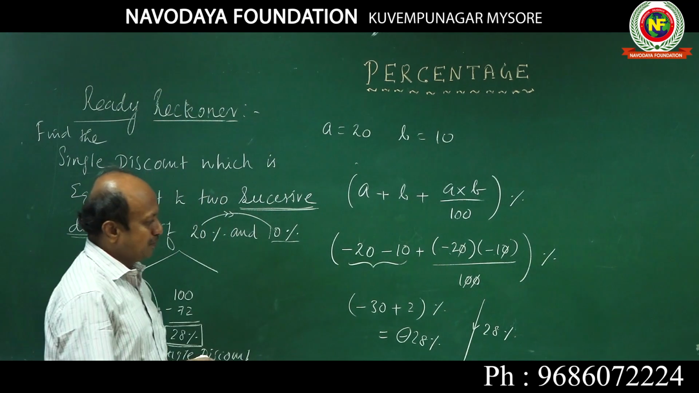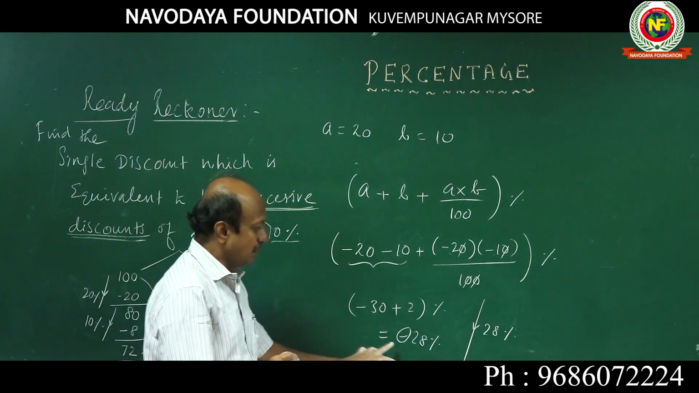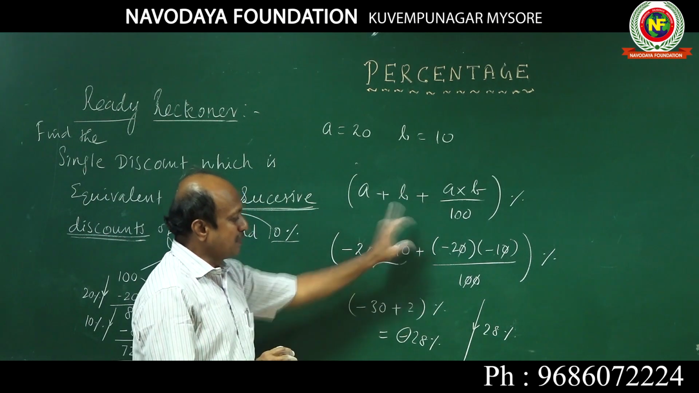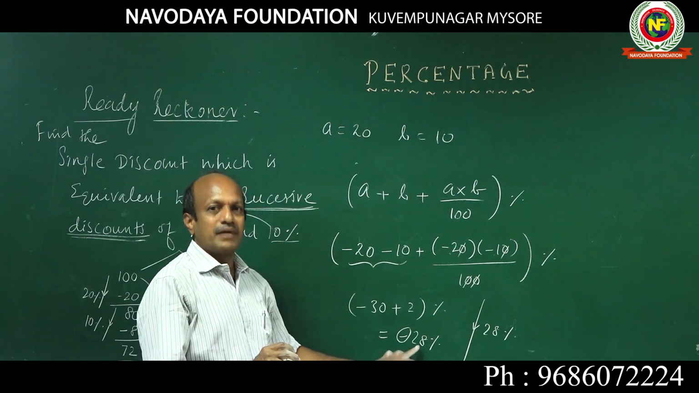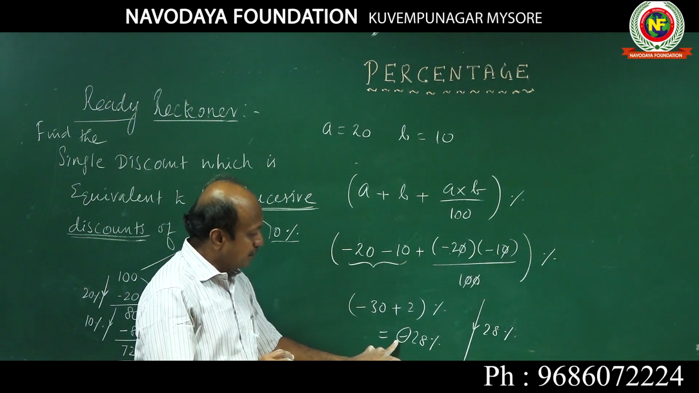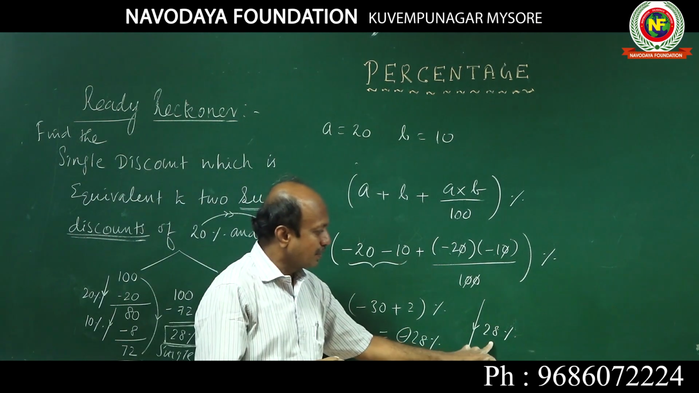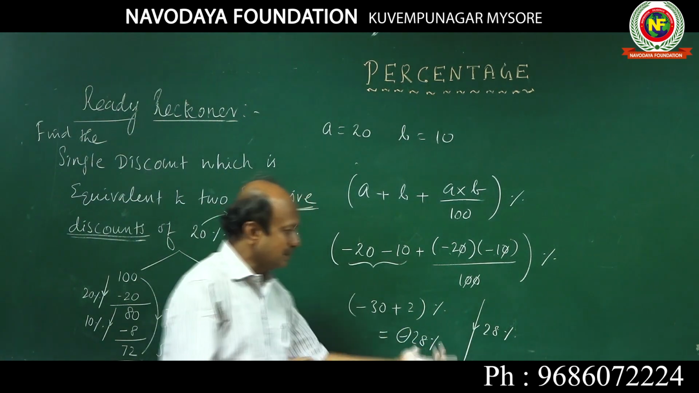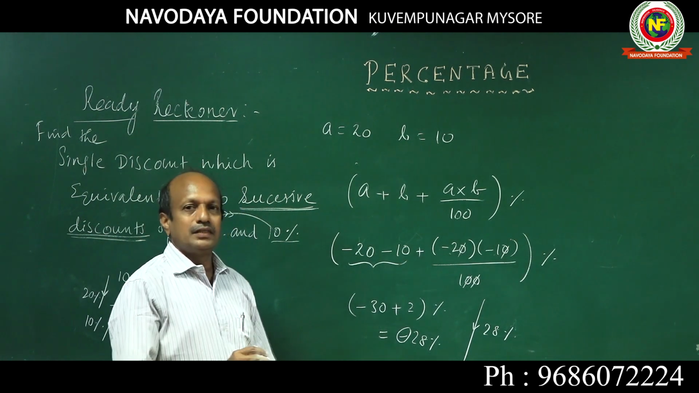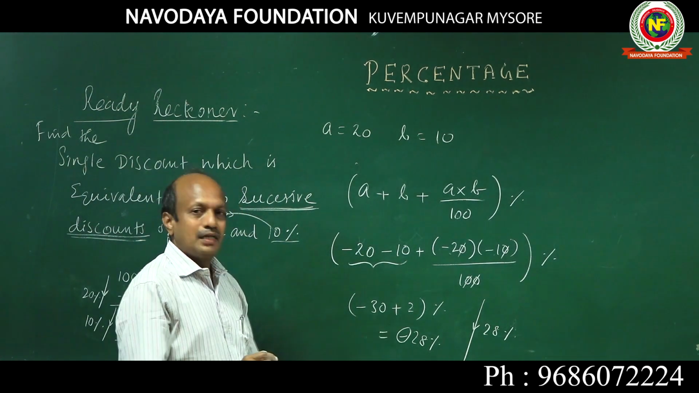At the end, there are two possibilities. Either you will get minus or you will get plus. If you get plus, the price is increased. If you get minus, the price is decreased. Therefore, this minus represents a decrease. That is 28%. This decrease may be a price decrease or single discount, or maybe the value has come down.